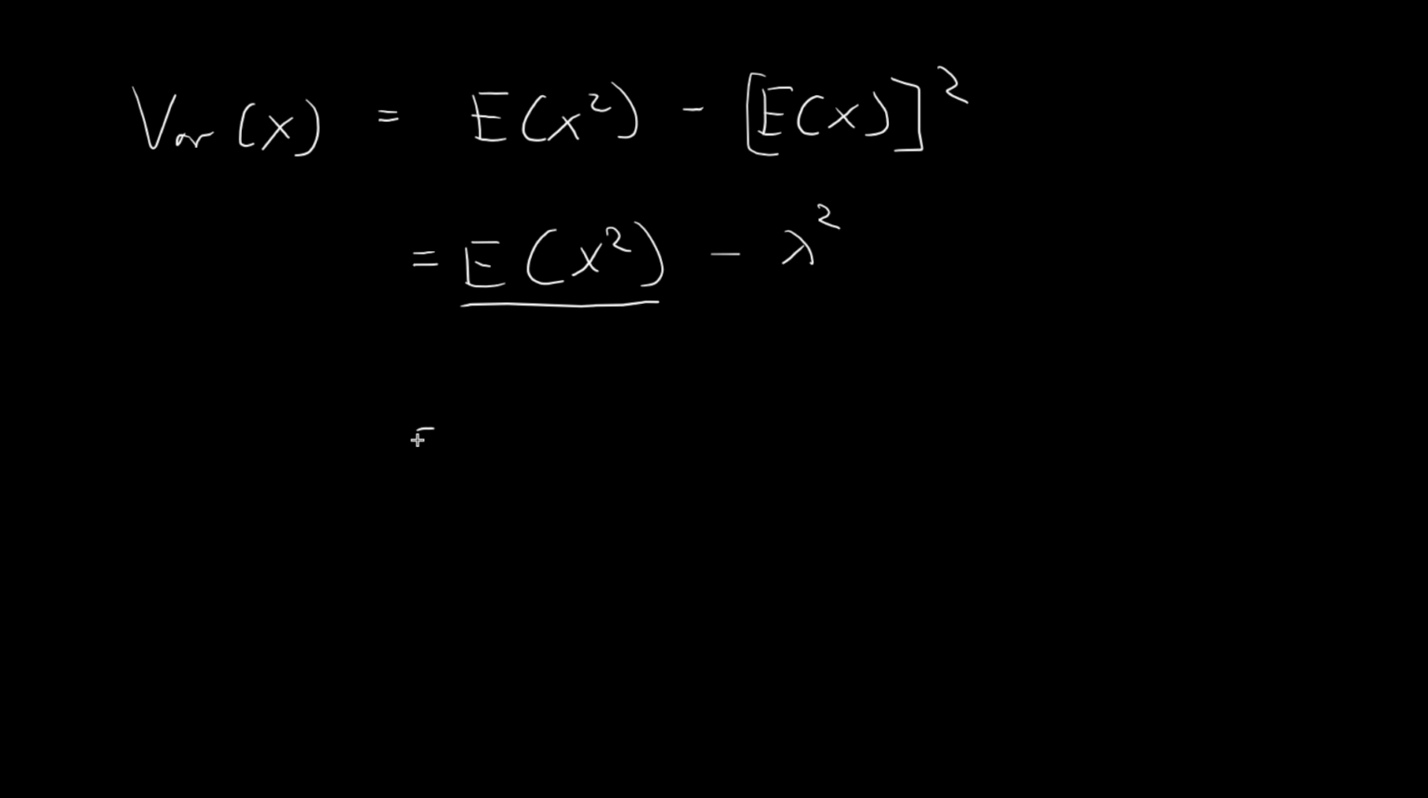Now we're ready to go back. For this term here, we just have lambda squared plus lambda, as we just derived, and then we have minus lambda squared, so obviously these two cancel out. So in the end, we see that the variance is just equal to lambda.